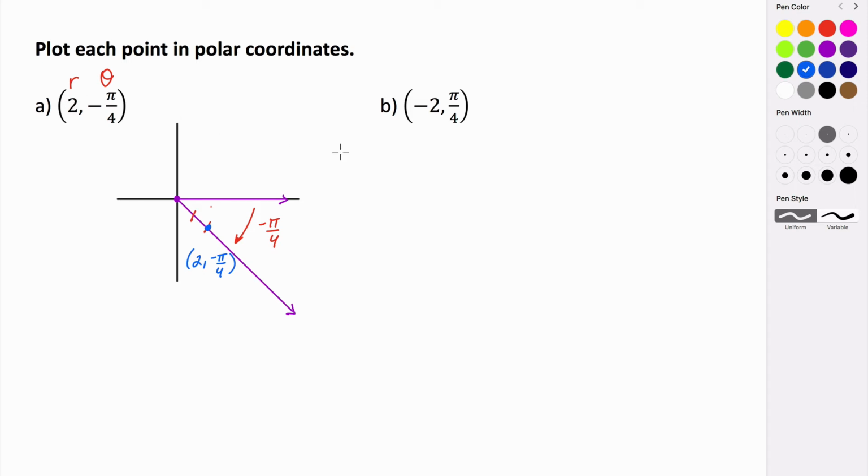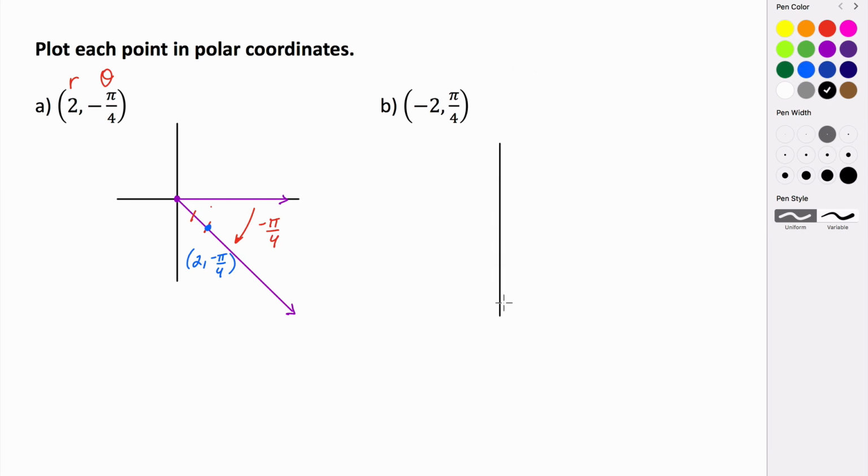If r was negative, like we see in this, instead of going out in the direction where our terminal side landed, we're going to go back across the pole, essentially just extending our line in the opposite direction, and we're going to go back whatever the distance of r is. So we'll see that here in this example.